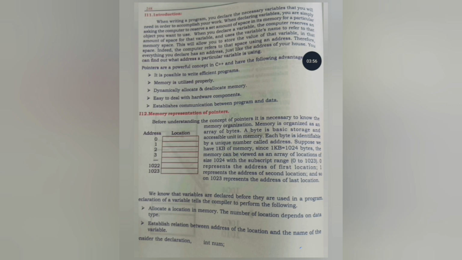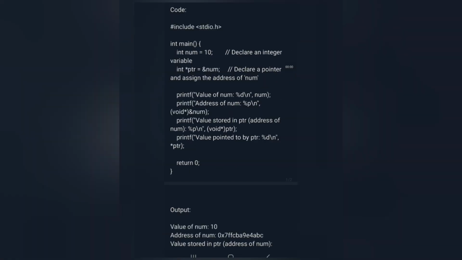Now let me give you some examples so that you can easily understand what a pointer is and the memory representation of pointers. This is the simple example I took. #include <stdio.h>, this is the header, int main, flower bracket, int num is equal to 10. So we are declaring an integer variable, that is 10.